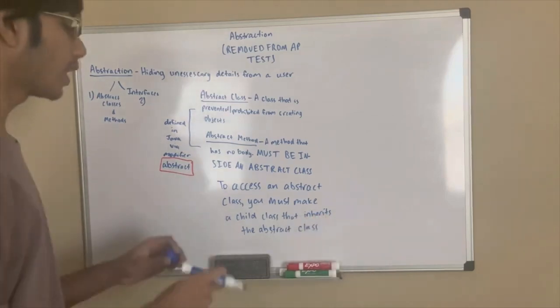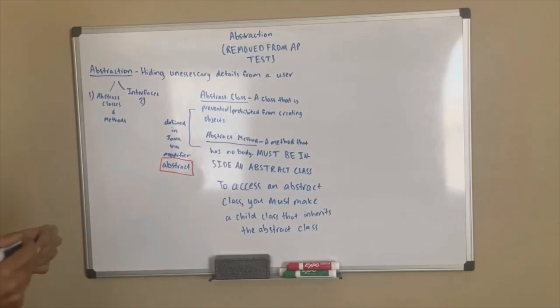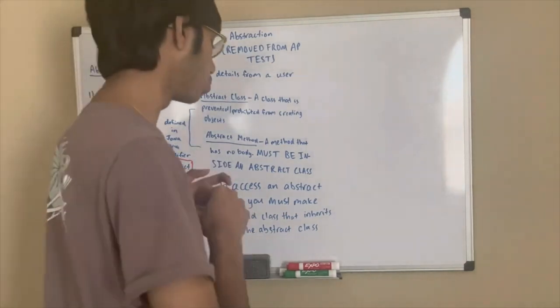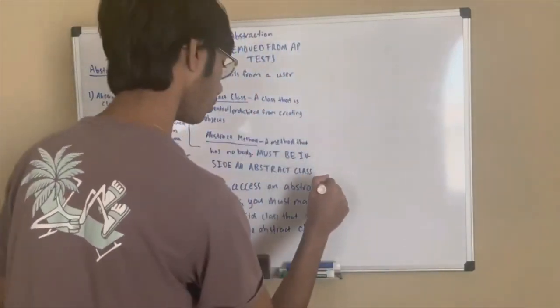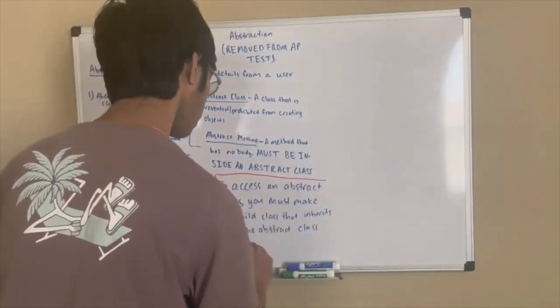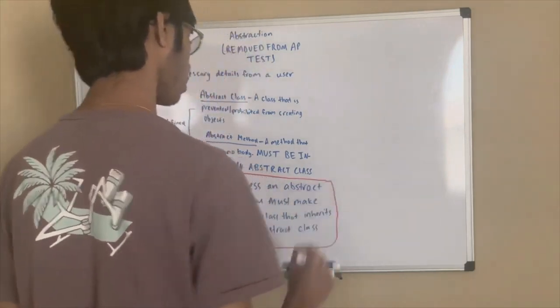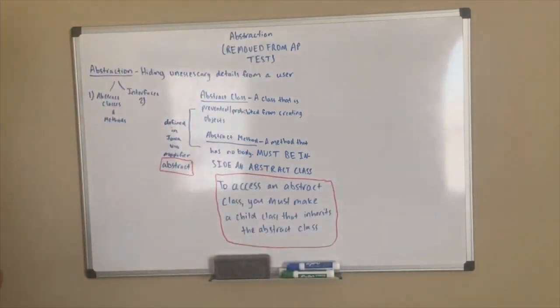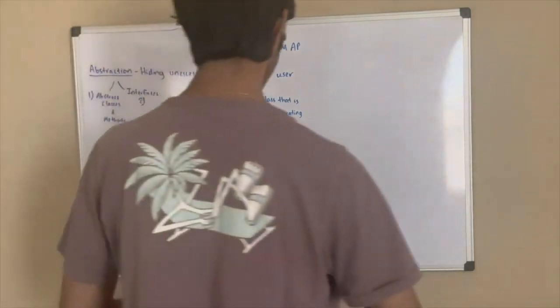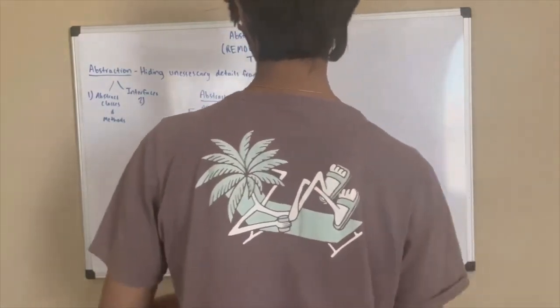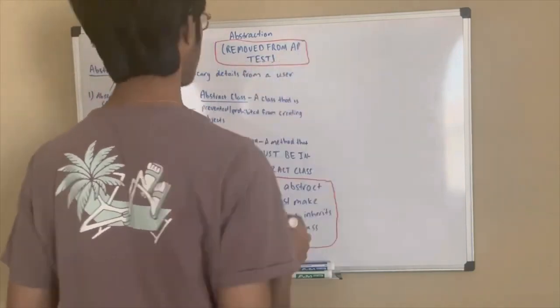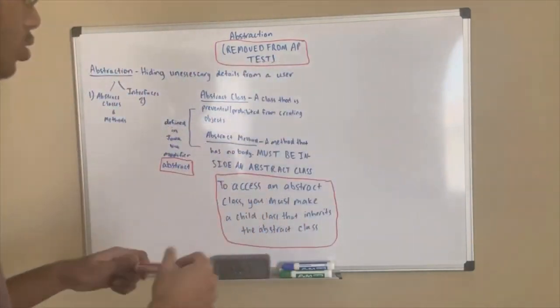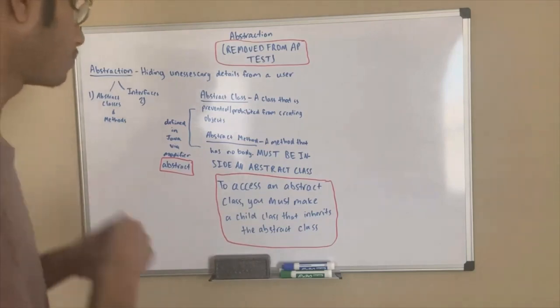Okay. To access an abstract class, you must make a child class that inherits the abstract class. Inherits just means it uses the keyword extends. I'm gonna put that in red for you. There you go. To access an abstract class, you must make a child class that inherits the abstract class. And I'm going to put this in red as well. It's removed from the AP test. So, yeah, just make it a little bit nicer.